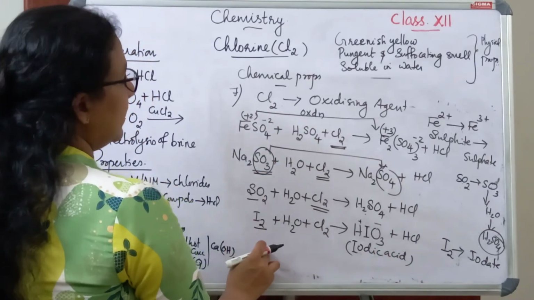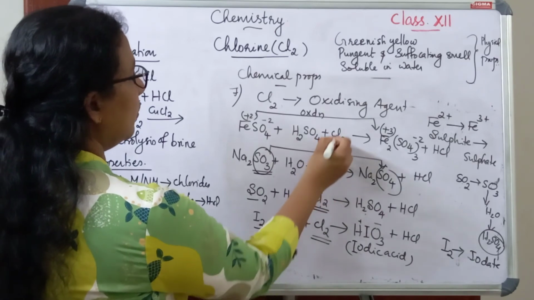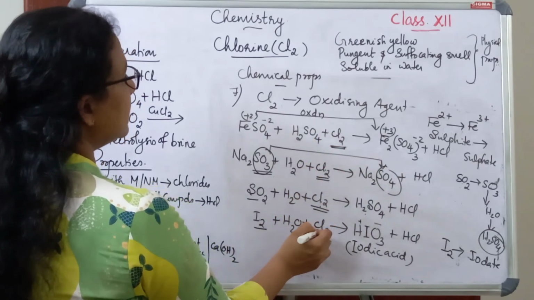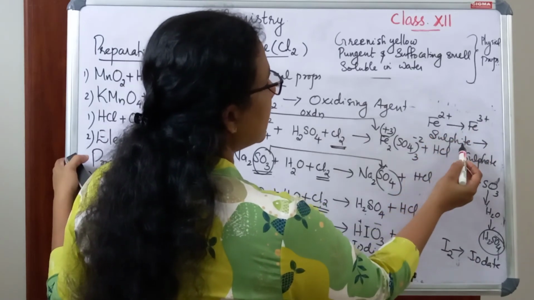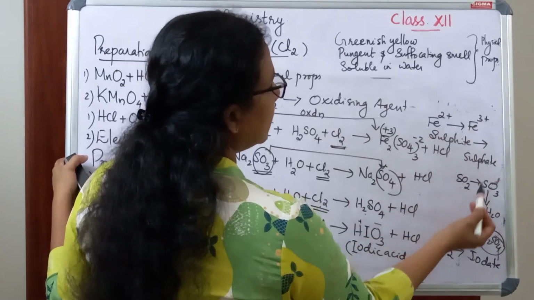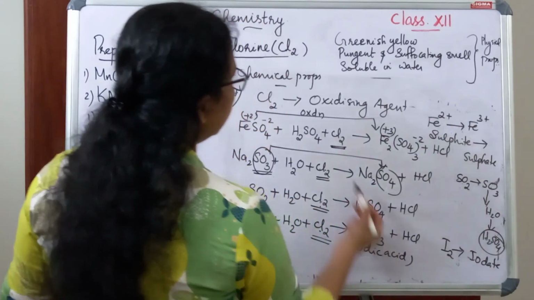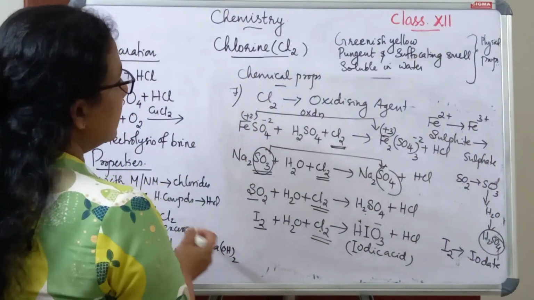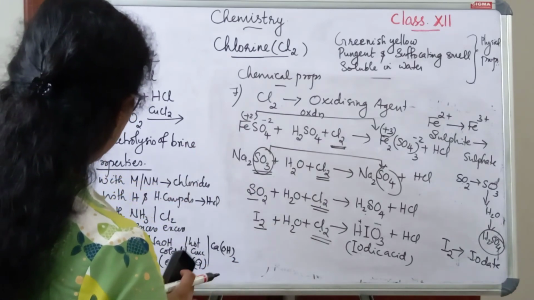So in all these cases we can see chlorine acts as an oxidizing agent, where we can see Fe2+ changes to Fe3+, sulfite changes to sulfate, SO2 changes to SO3, I2 changes to iodate. So these are the reactions supporting the oxidizing property of chlorine.